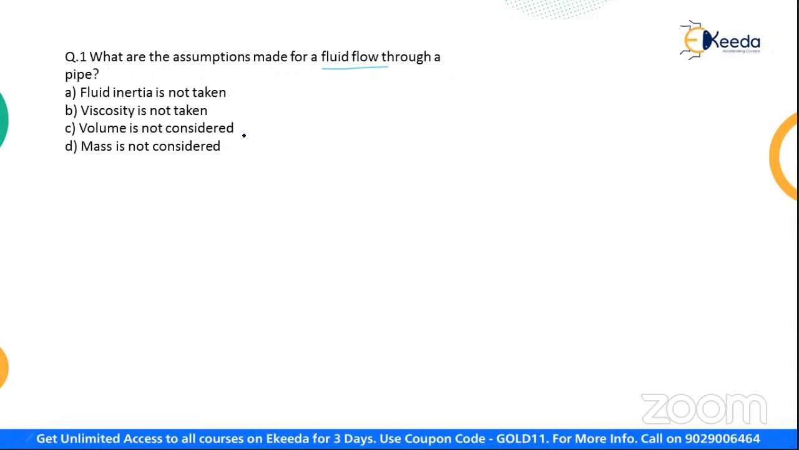But the viscosity is taken if we are considering the flow through a pipe. Whenever we write Bernoulli's equation, that is P1 by rho g plus V1 square by 2g plus Z1, that will be equal to P2 by rho g plus V2 square by 2g plus Z2. At another section, there will be a component which contributes towards the head loss. Therefore, the assumption that viscosity is to be ignored, that is, that viscosity is not taken, is wrong.